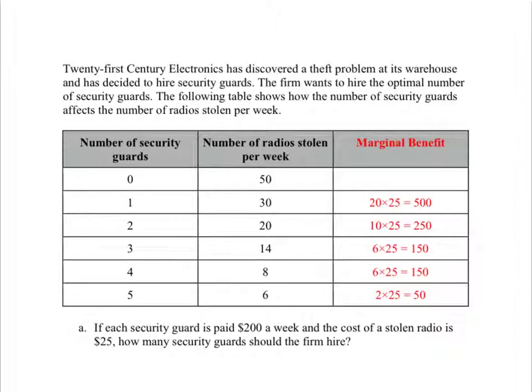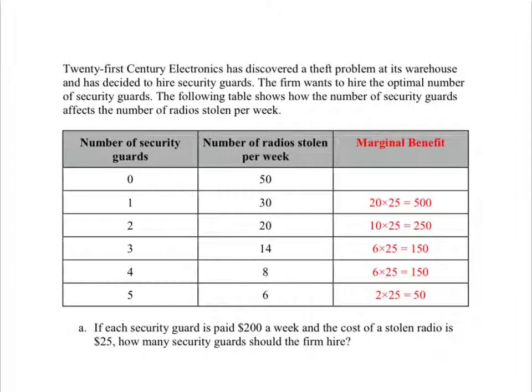To save time, I went ahead and computed the marginal benefit for each security guard. You'll see that the marginal benefit falls: 500, 250, 150, 150, 50. That's because as we hire more and more security guards, maybe they get in each other's way, maybe they shirk on the job. Maybe they're spending too much time talking to one another and not guarding radios as they should. So the number of stolen radios falls, but at a decreasing rate. And so the question is, what is the optimal number of security guards to hire?